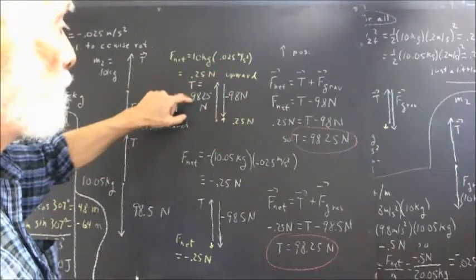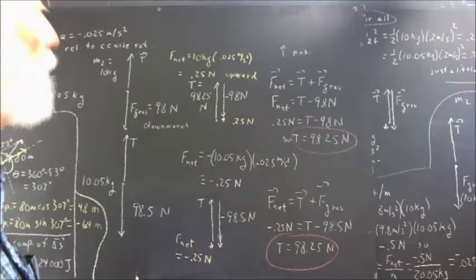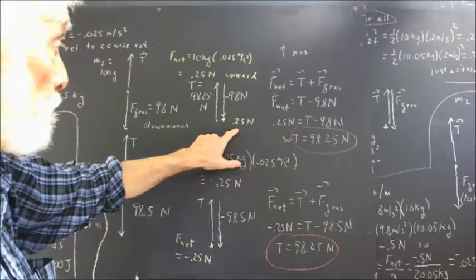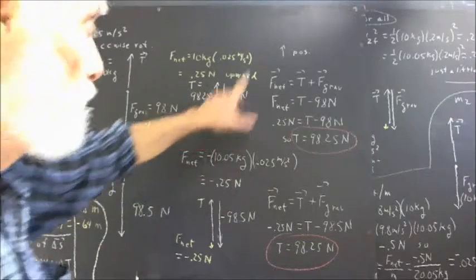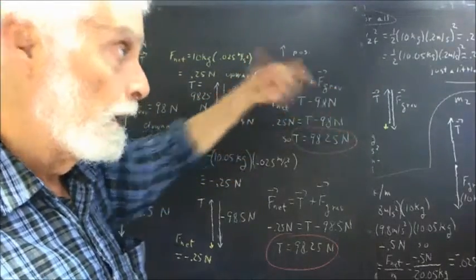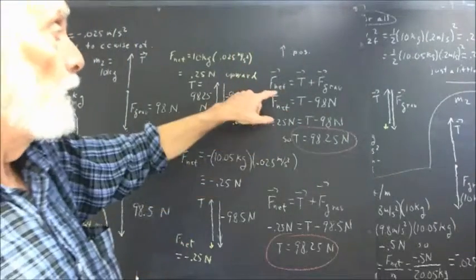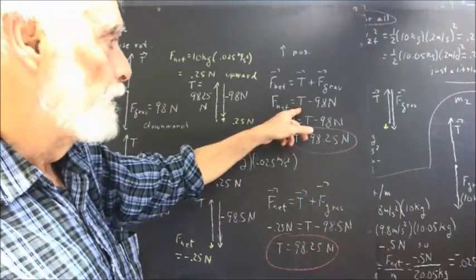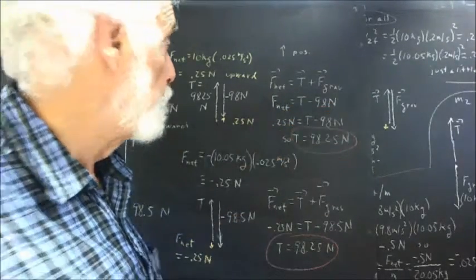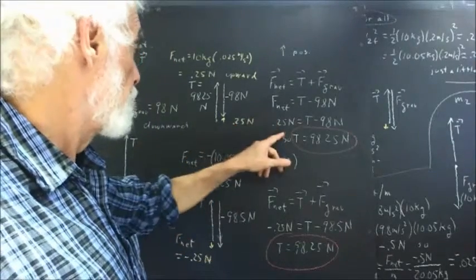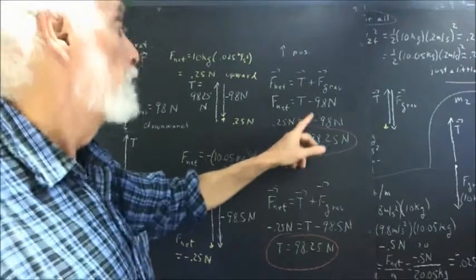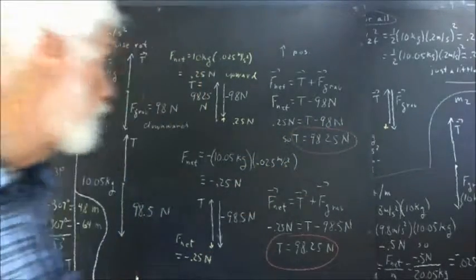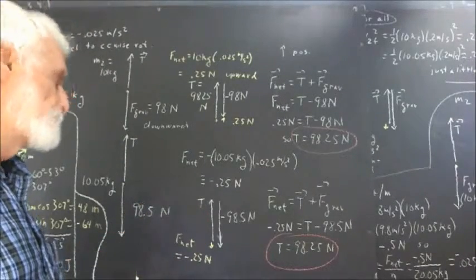Now we conclude that the tension is 98.25 newtons because it has to be in order for this and this to add up to 0.25 newtons. Of course, we can write that out, as we should in any case. Net force is tension plus the gravitational force. Tension is unknown. Gravitational force is negative 98 newtons. The net force we calculate to be 0.25 newtons, so that equals tension minus 98 newtons, so the tension is 98.25 newtons.